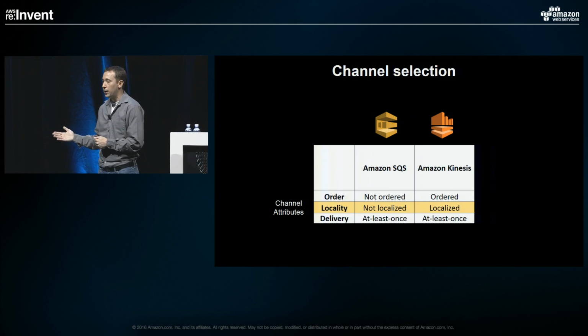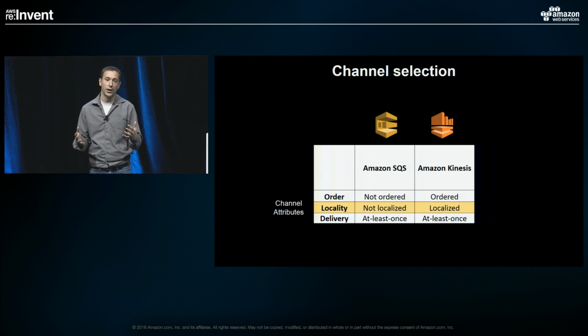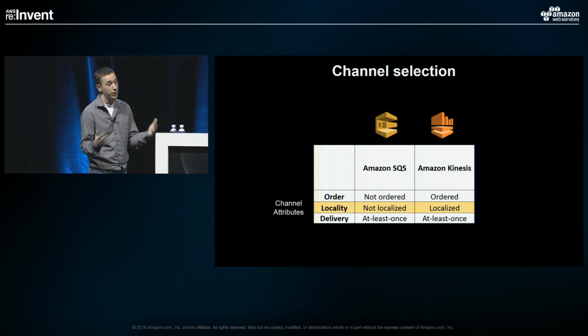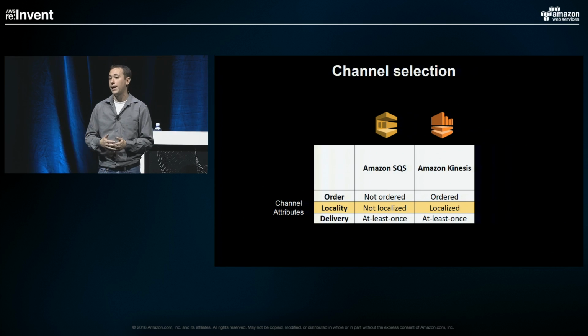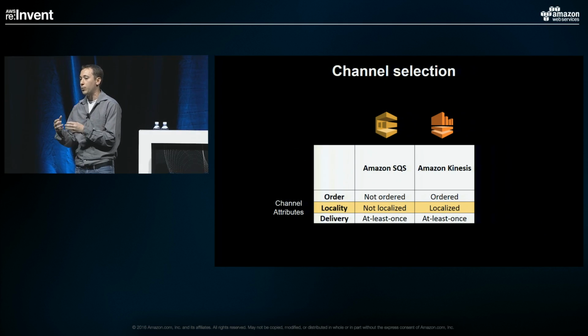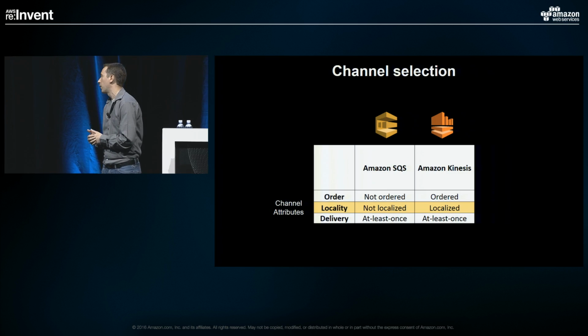And so for Amazon SQS, we are not ordered. It is not localized, and it's at-least-once delivery, which is very common with a distributed queuing system. And then in Amazon Kinesis, it's strictly ordered, and it has locality, so the same logical consumer will get that same message. And it's, again, at-least-once processing.